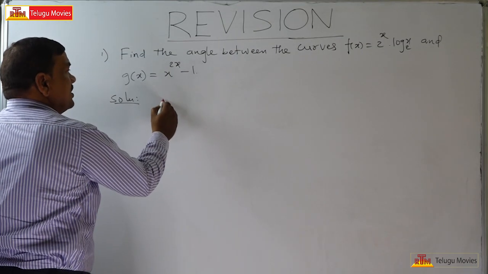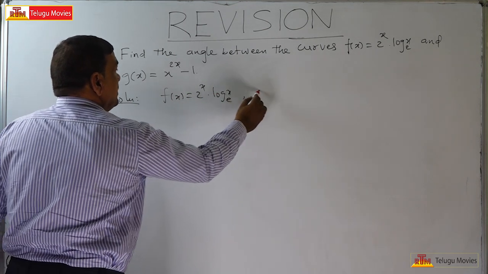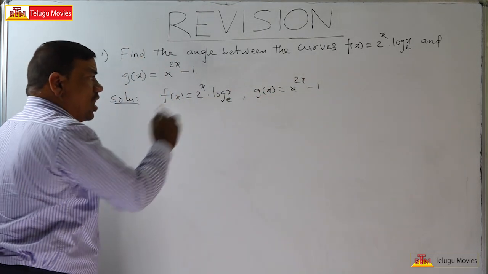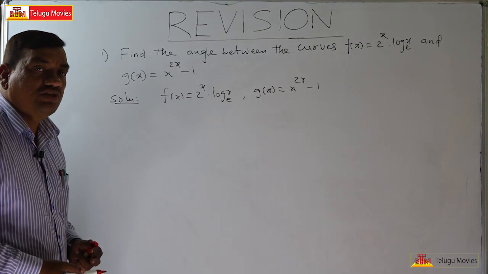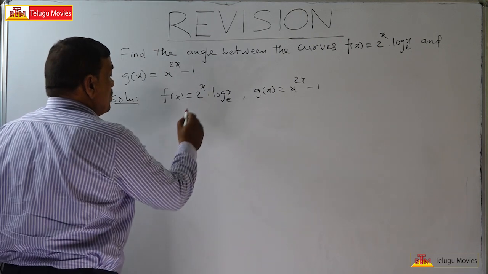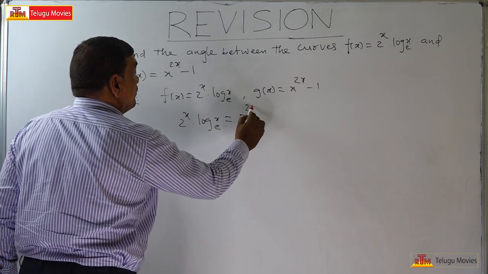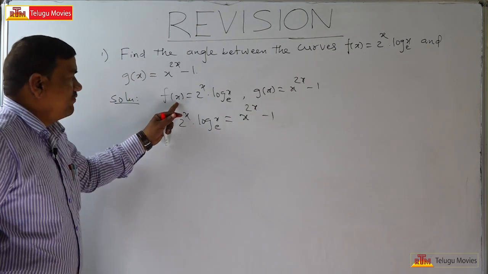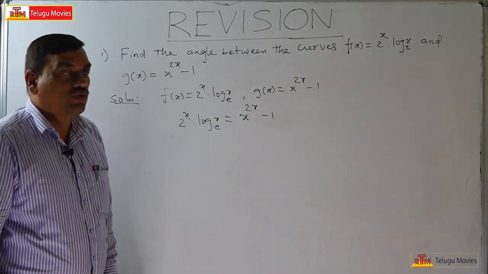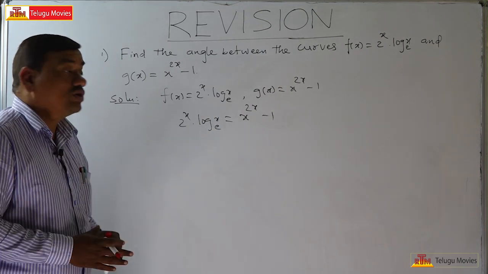That means what is the first equation? f of x is equal to 2 power x log x to the base e and g of x is equal to x to the power of 2x minus 1. Solving these two equations, how will we solve? f of x is equal to g of x. So 2x into log x to the base e is equal to x to the power of 2x minus 1. Understand? f of x means y, g of x is also y. Both are y, then we can equate the right hand side part.